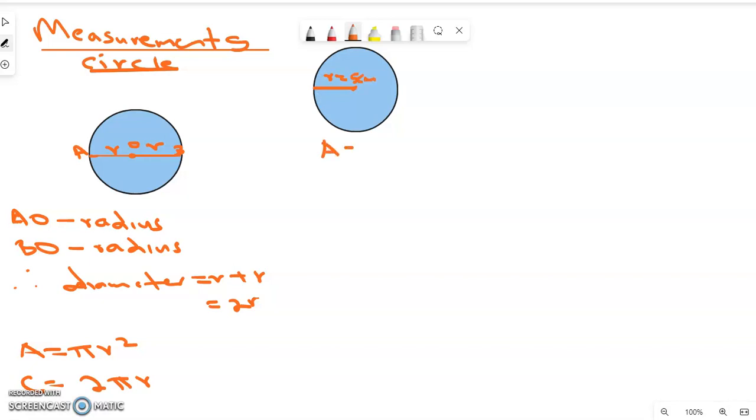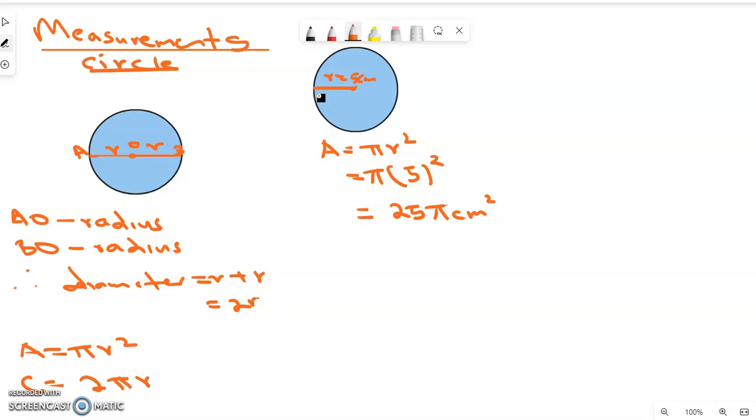So to calculate the area, area is equal to pi r squared. Then we substitute, it's pi into 5 squared. So this will be 25 pi. And that is your area. So it's 25 pi centimeter squared. And remember, the area is measured in a square unit.